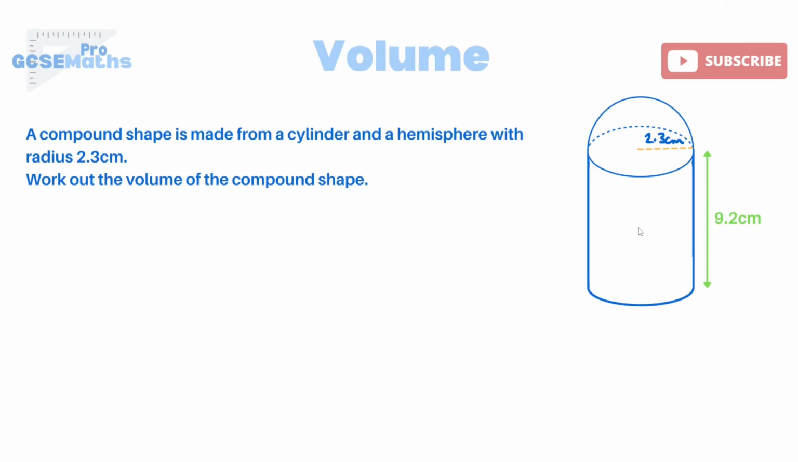So it's the same thing as before. We've got two shapes stuck together. We'll just work out the volume separately, and at the end you can add them. So you can start wherever you want.